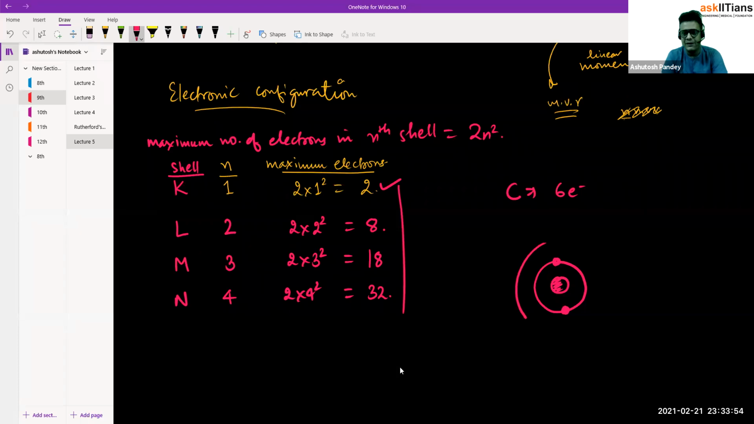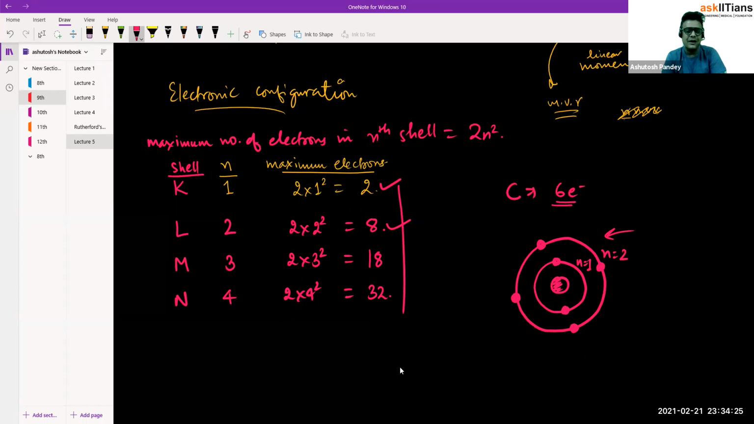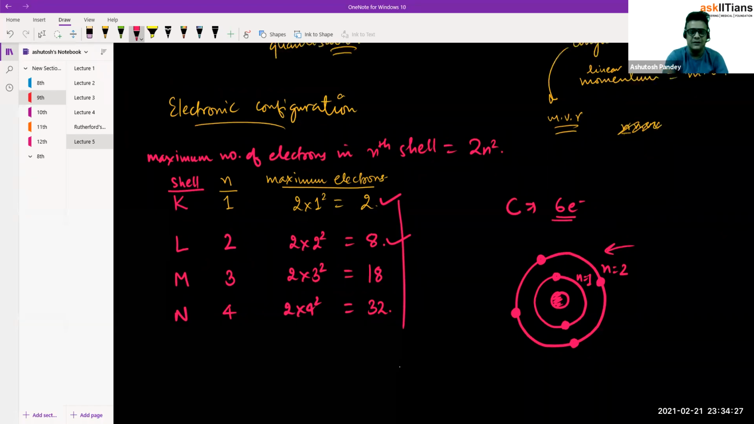And then in the next shell how many electrons will be there? Out of 6 electrons, 2 are already arranged, so the next 4 electrons will be present in the next shell, because the next shell can have 8 electrons maximum. Only 4 are needed, so 4 electrons occupy their places in the second shell. This is the n is equal to 2 shell and this is the n is equal to 1 shell. Like this. I hope that you all are getting these things.